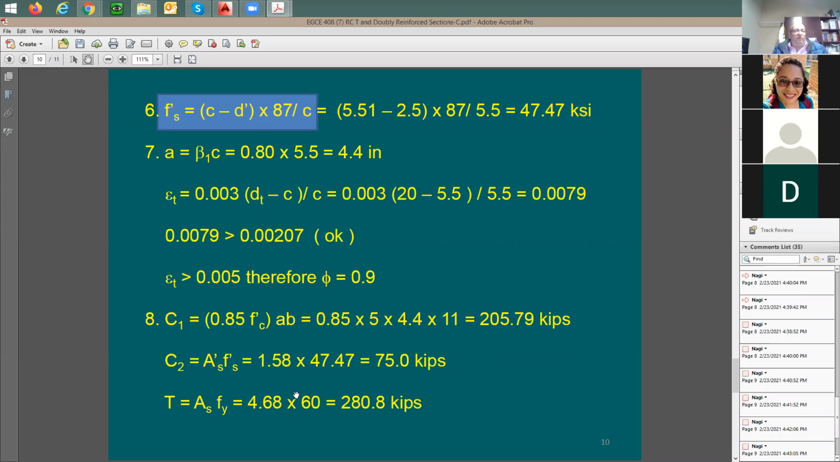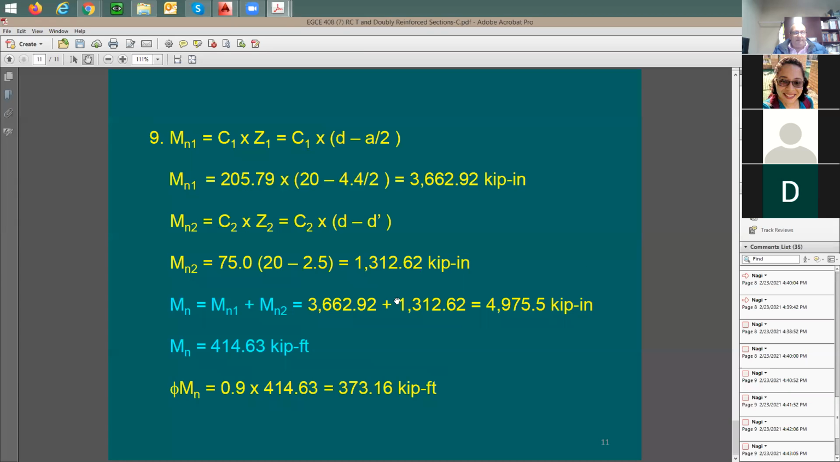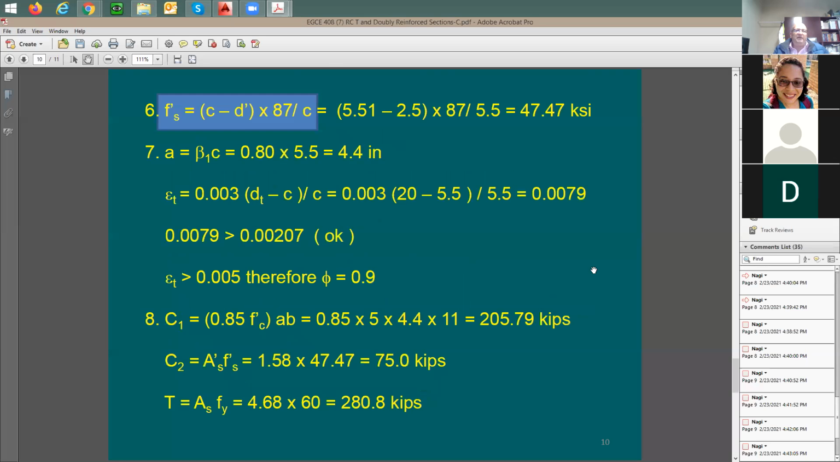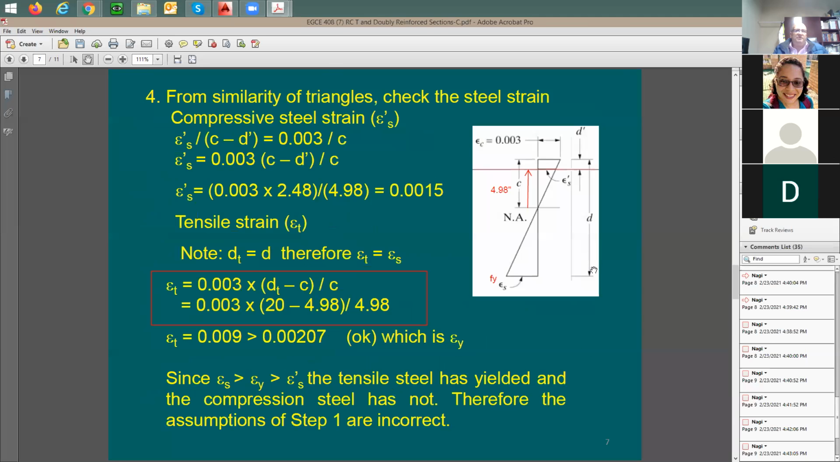So now I have all the forces. Now I need the Z distance. Okay, how about Z1 is d minus a over 2 for the first compression force in the concrete. How about Z2? How do you find Z2? You're going to say d minus d prime. I'm going to take you back here a few slides just because of the picture.